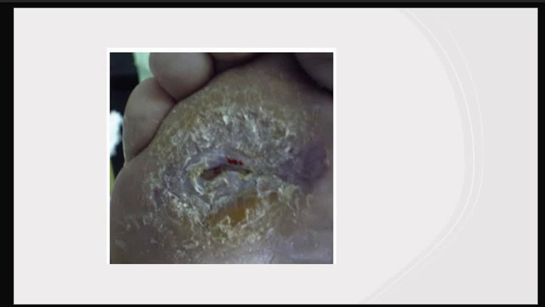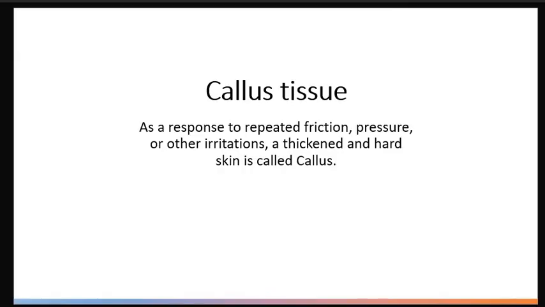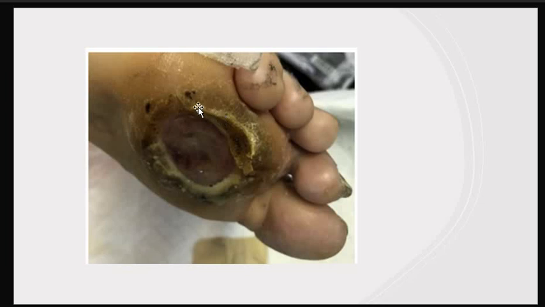The next tissue we witness in the wound healing process is callus tissue. Callus is usually thickened and hard skin that is formed over the wound, like this thick yellow layer. It is only dead skin that is stacked up over the wound, and its only remedy is to wash it properly and repeatedly and provide moisture externally to soften it, and then remove it through simple soap and tap water.